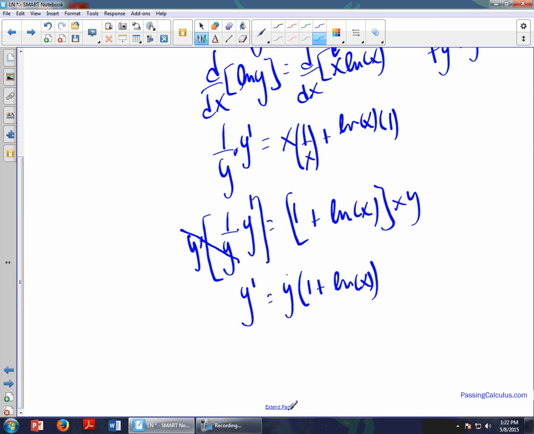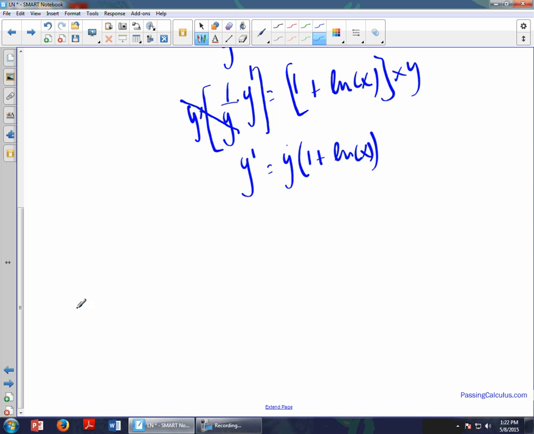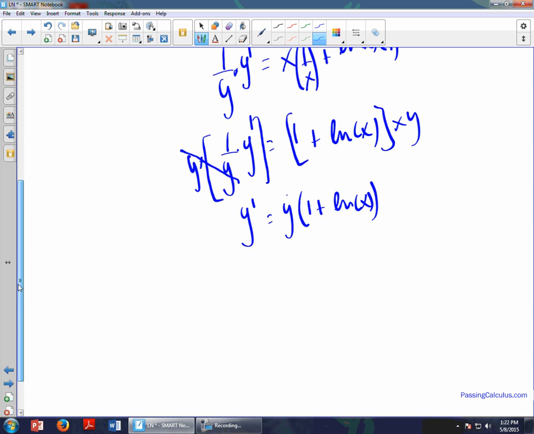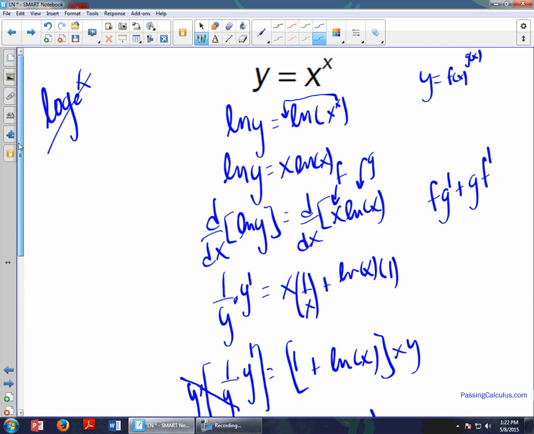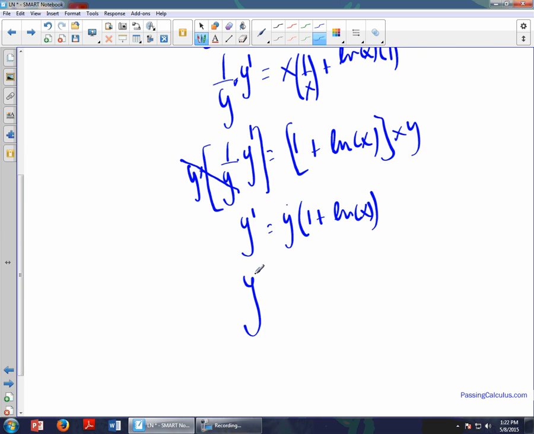And then I've got this y left here. I don't want any y's left. I want everything in terms of x and y prime only. So I know my y is equal to my original function, x to the x. So what I'll do is I'll just take y, which is x to the x, and stuff that right back in there. 1 plus ln of x. And there it is. That's all she wrote.